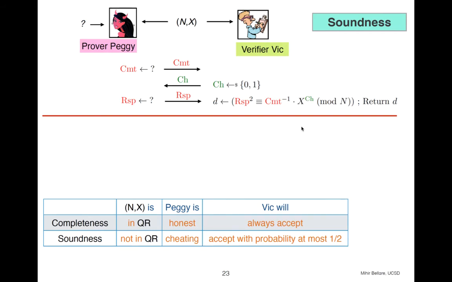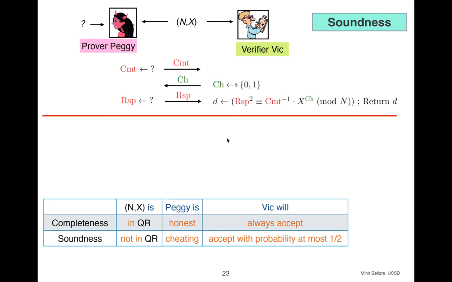What about soundness? Here we must replace Peggy with a potentially cheating prover. We now know that big N and big X, the pair, is not in the language of quadratic residues. This thing does not have any square roots mod n. Nonetheless, Peggy is claiming that big X is a square. She will now create commitment, not in the way we saw earlier, but in any way she wants, with the hope that she can later create a response, again doing whatever she wants, such that this equation becomes true. So her goal is to make this equation true.